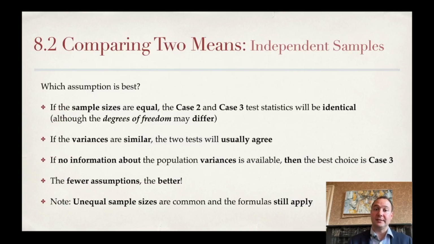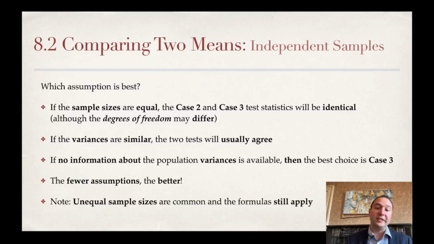If the sample sizes are equal, the case 2 and case 3 test statistics will be the same. Although the degrees of freedom are a little bit different, the results will be the same if the sample sizes are equal. If the variances are similar, the two tests will usually agree. You usually get the same result between case 2 and case 3 if the variance is similar.